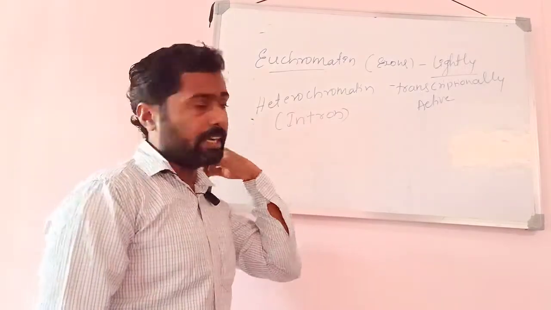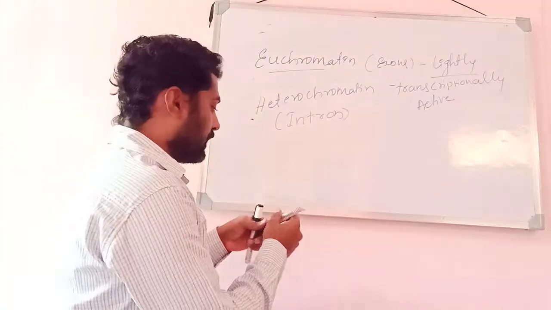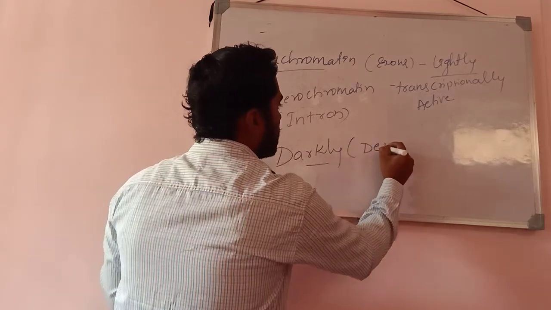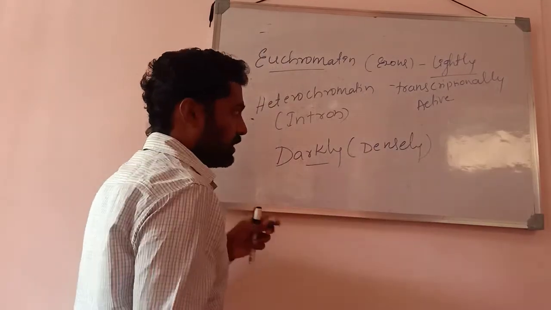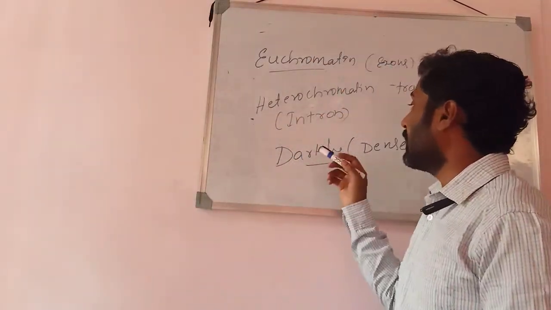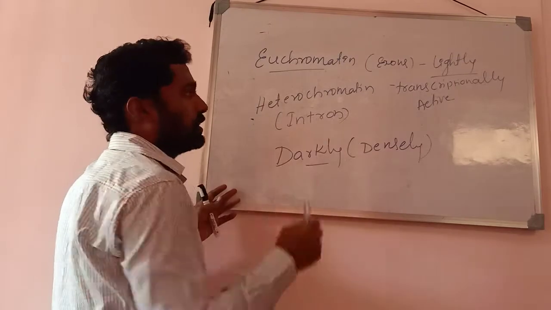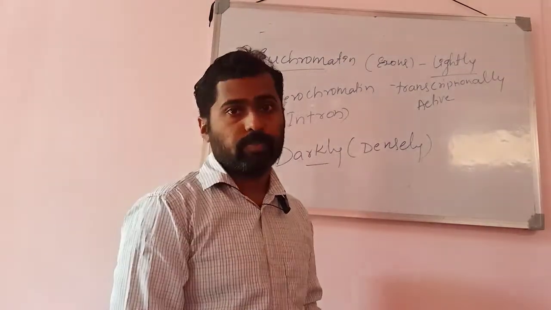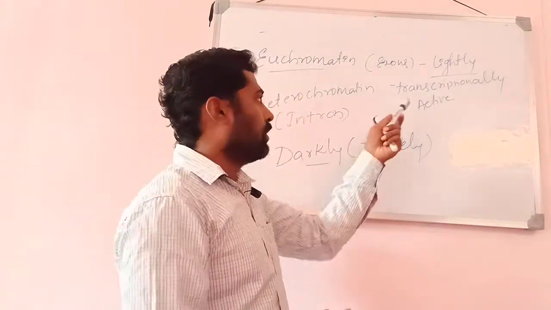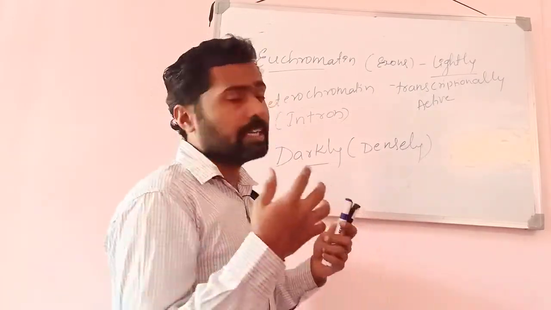Whereas, on the other hand, heterochromatin or intron is nothing but the darkly stained areas, the densely packed areas on the DNA or chromatin. Those darkly stained or densely packed areas on the chromatin are called heterochromatin or intron. Usually they are transcriptionally inactive. Heterochromatin or introns are transcriptionally inactive, and do not always behave like euchromatin, which is transcriptionally active.